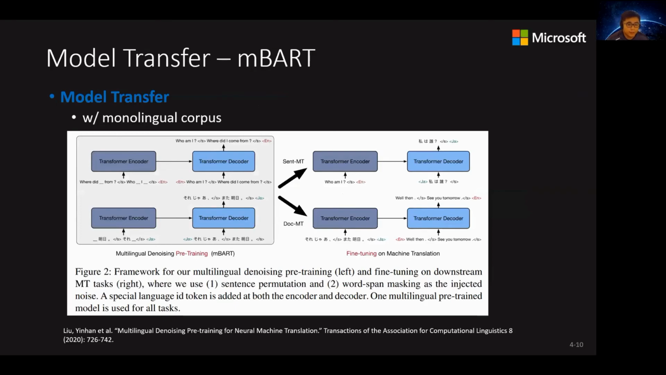And another model-based transfer is mBART, multilingual BART. Different from the previous work, XNOG, mBART directly uses sequence-to-sequence pre-training for both encoder and decoder, rather than two-stage pre-training. And the pre-training is called multilingual denoising pre-training on monolingual data only.